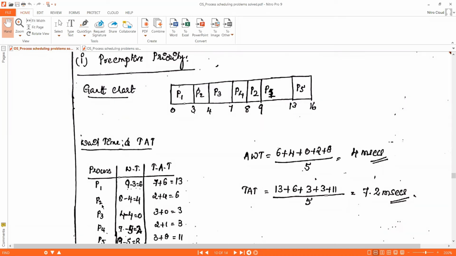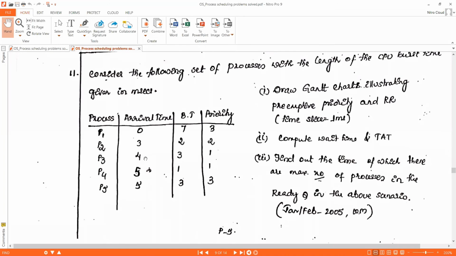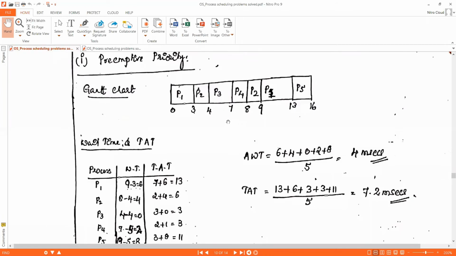Understood this? Next, process 3. Process 3's allotted time is 4 milliseconds. What is the arrival time of process 3? Process 3's arrival time is 4 milliseconds. 4 minus 4 is 0. Plus, if there is any next allotted time for process 3. Process 3 is not allotted again.